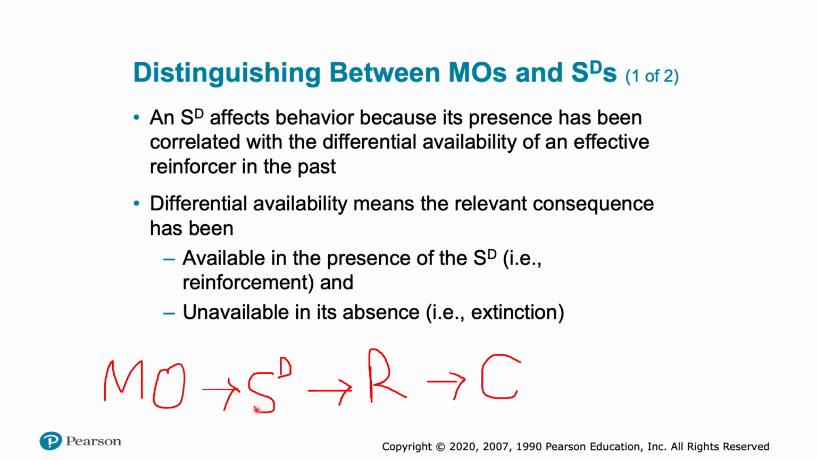Whereas there are other stimuli called S deltas that do not signal the availability of reinforcement, or they signal that reinforcement is going to be withheld. So in the presence of those particular stimuli, we don't engage in behavior.